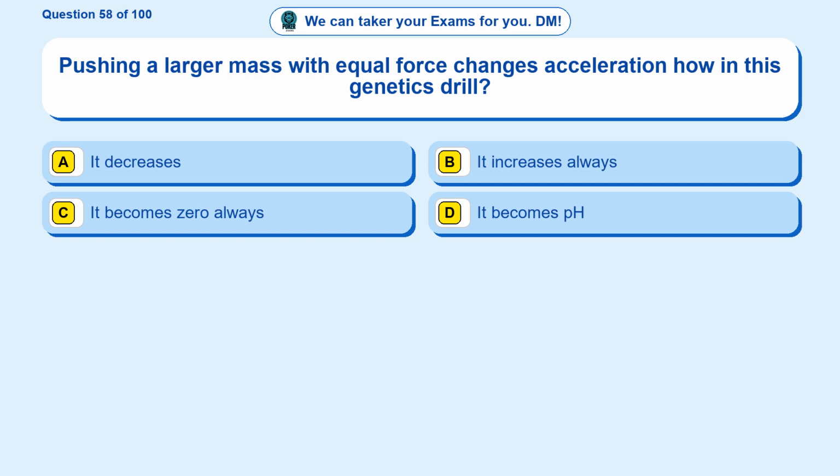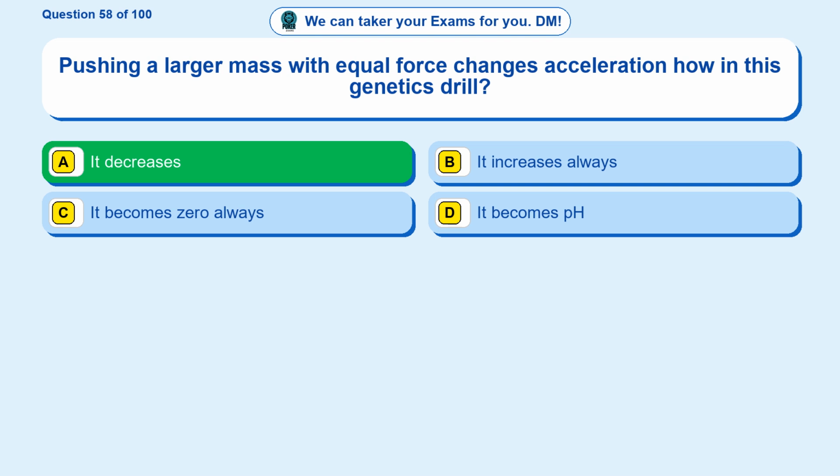Question 58. Pushing a larger mass with equal force changes acceleration how in this genetics drill? Option A. It decreases. Option B. It increases always. Option C. It becomes zero always. Option D. It becomes pH. The correct answer is option A.